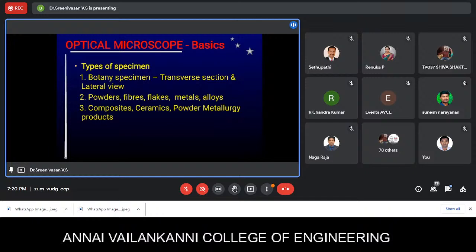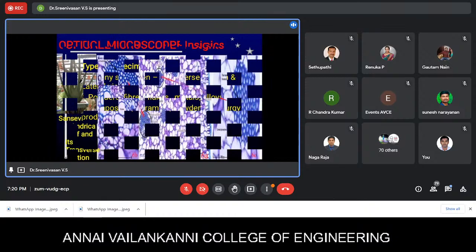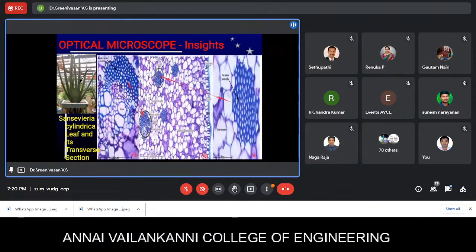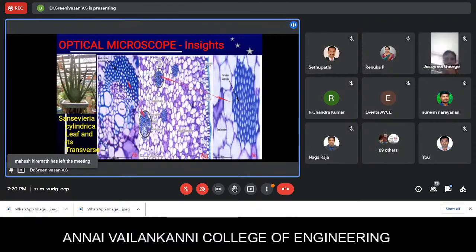And other specimens are powders, fibers, flakes, metals, alloys, composites, ceramics, and powder metallurgy products here. So this is the area. Actually, my area is natural fiber composites. In one of my papers, I have analyzed the ingredient of that natural fiber composite. The main ingredient is the natural fiber, which is obtained from a plant. I have utilized the Sansevieria cylindrica plant as a fiber source.